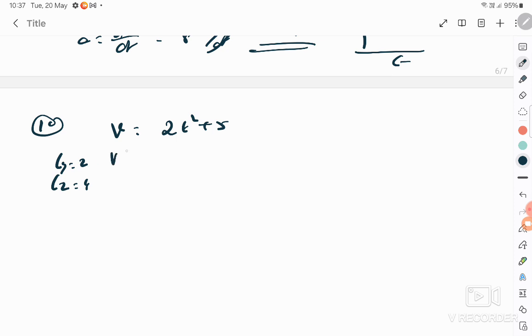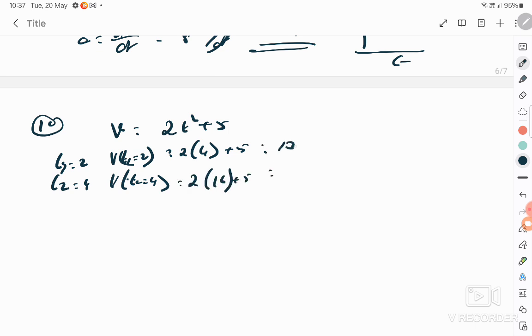So directly you can substitute. Velocity when t1 is equal to 2 is 2 into 4 plus 5, and velocity when t2 is equal to 4 is 2 into 16 plus 5. Thus you get these velocities: 13 centimeter per second, depending on the unit given in the question, and 37 centimeter per second. So the change in the velocity is just v2 minus v1, which is 37 minus 13, which is 24 centimeter per second. That's the first part of the question, where I don't need to do anything.